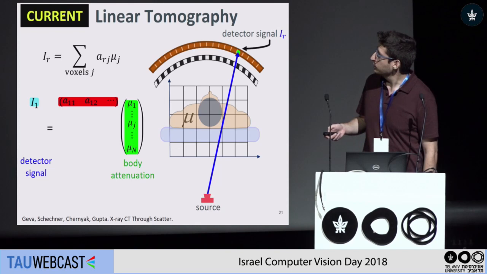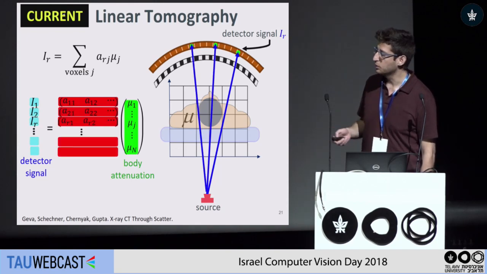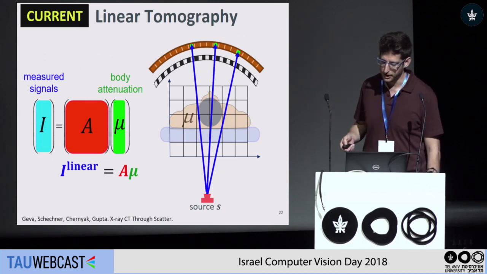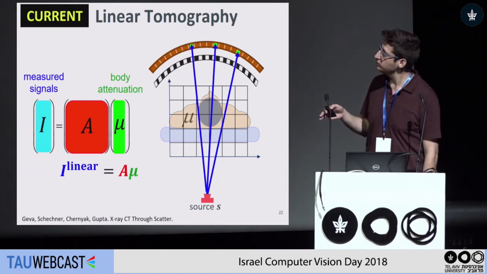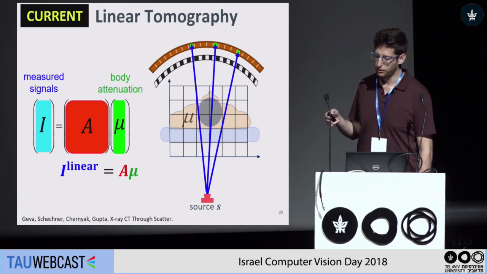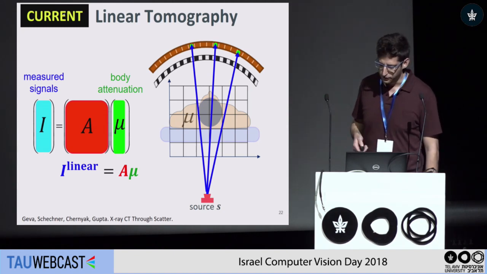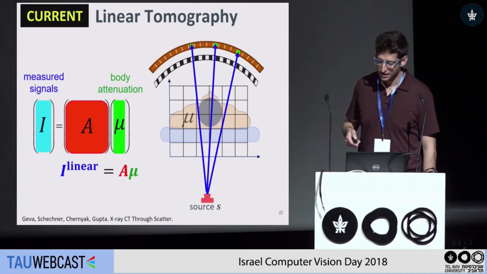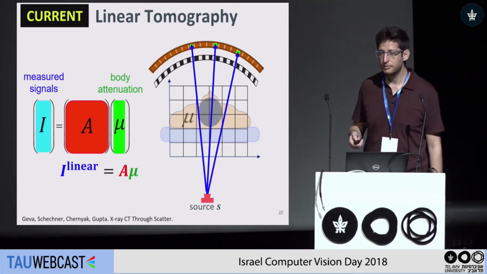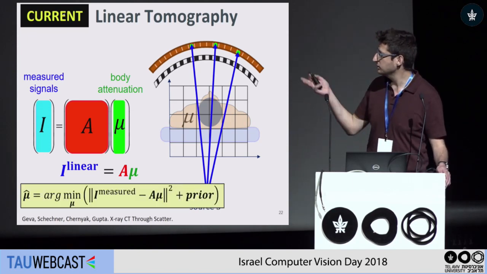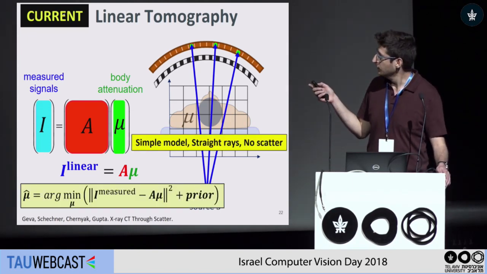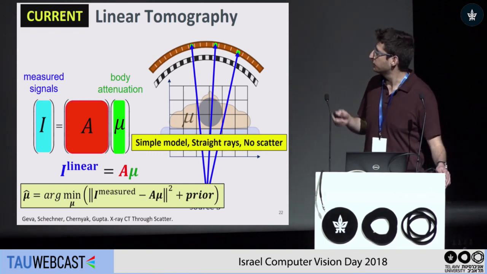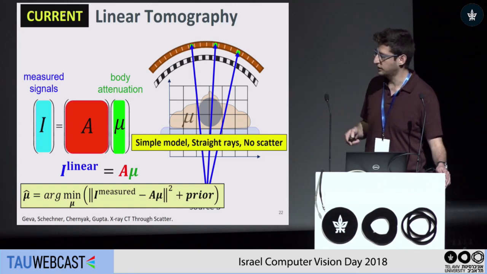And having multiple sources and multiple views, we get a set of linear equations arranged in a matrix form. In blue is the vector of measured signals from all detectors in all views. In green is the unknown attenuation per voxel. Matrix A represents the line voxel intersection segments. And this can be done using common optimization methods that minimize a cost function with some prior. Now, as you can see, this is a simple model, but it assumes only straight rays from source to detector and no scatter.